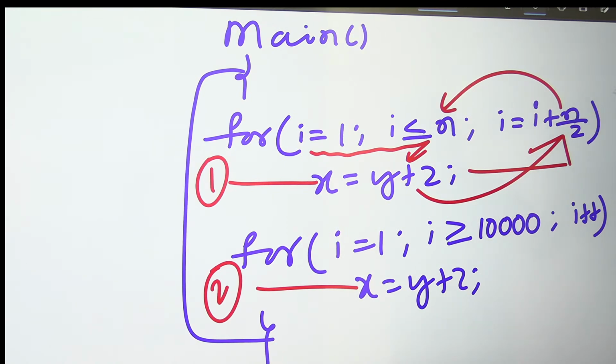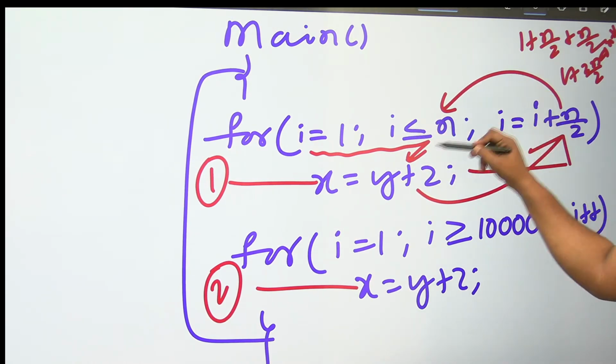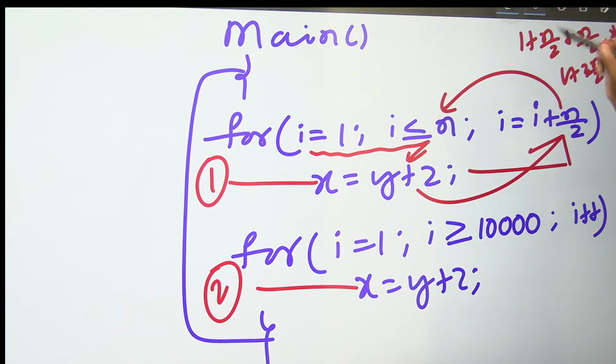Again i equals i plus n by 2. What is the meaning? It is already 1 plus n by 2, and adding n by 2 again goes to 1 plus 2n by 2, which is nothing but n plus 1. So the i value becomes n plus 1, and n plus 1 less than or equal to n fails. I think it is confirmed, people got the idea, right? So what is the answer? This will repeat 2 times, right?